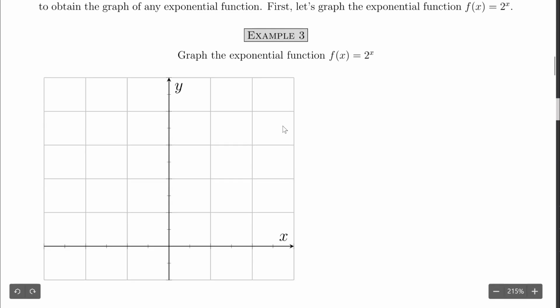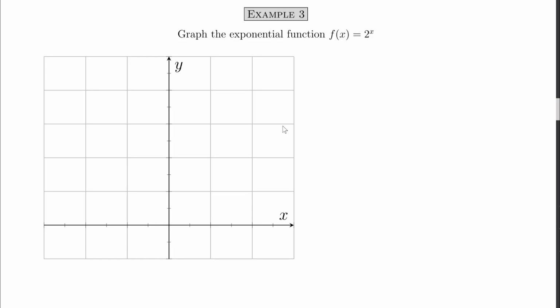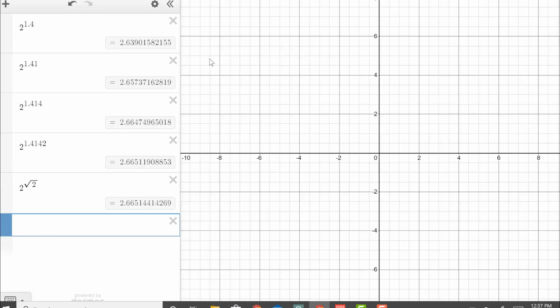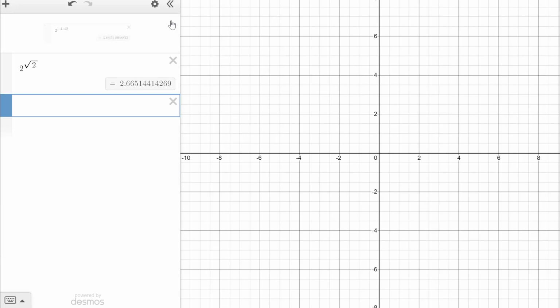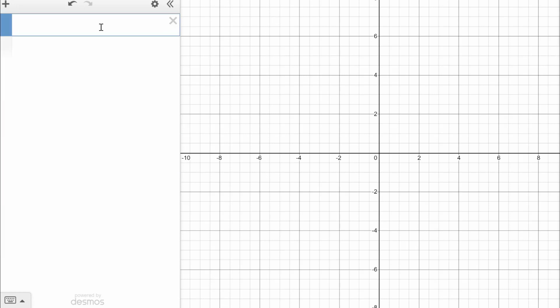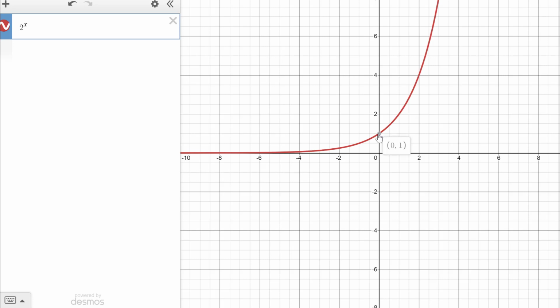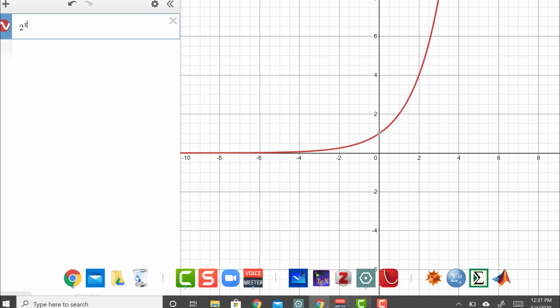All right, example 3. Graph the exponential function f of x equals 2 to the x power. So let's go to Desmos. Let me clear these out of here. So we're graphing 2 to the x power. And you can see that Desmos gives you that graph. We do have one critical value at (0, 1). That's important to note because exponential functions will always cross the y-axis at 1.